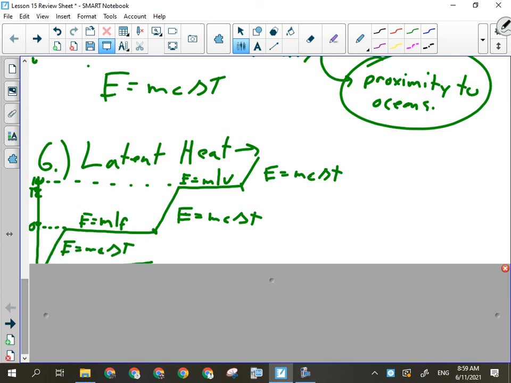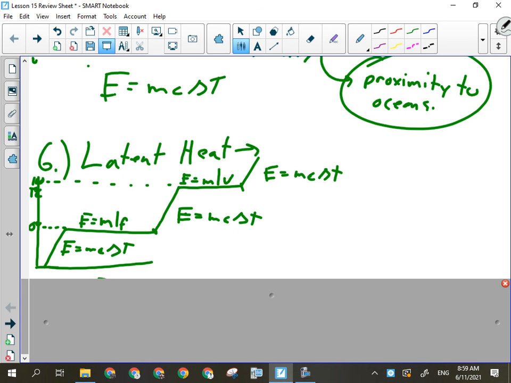Okay, so remember that on the heating curve, we use different formulas for different parts. Anytime temperature is changing, the kinetic thermal energy is changing, and we use E equals mc delta T because temperature measures kinetic thermal energy. Anytime the line is flat, we're changing the thermal potential energy. If we're melting and freezing, we use E equals mLF. If we're vaporizing, we use E equals mLV.